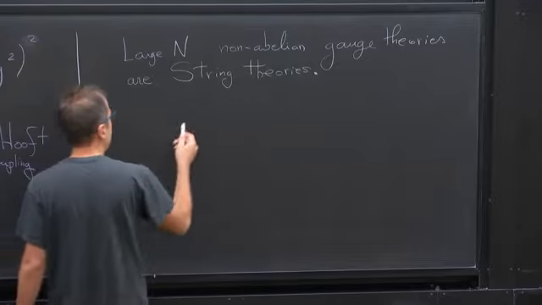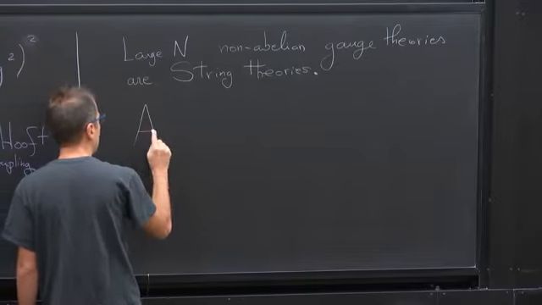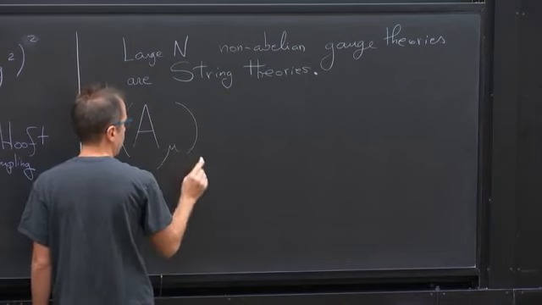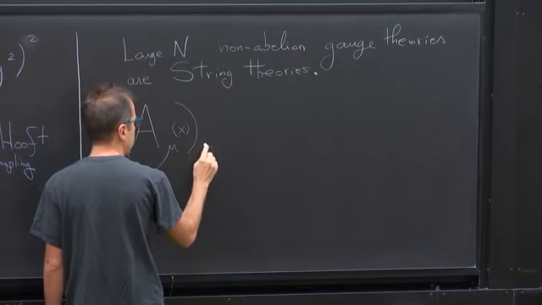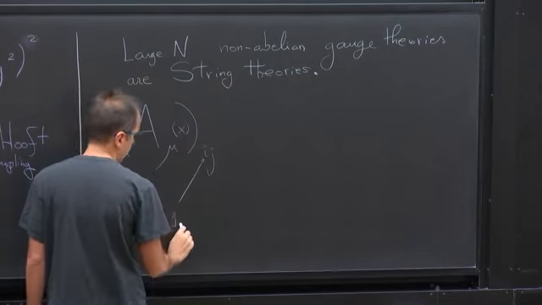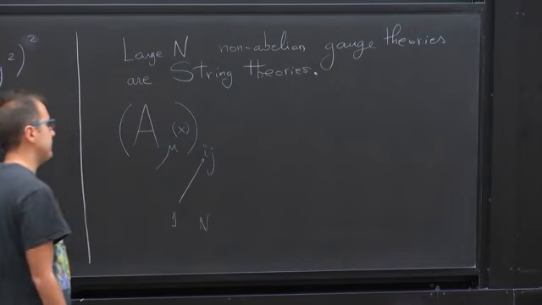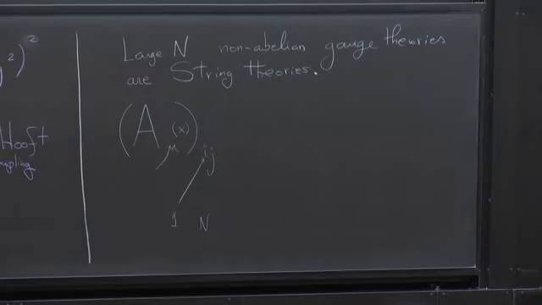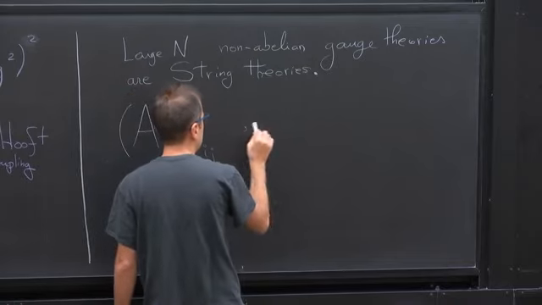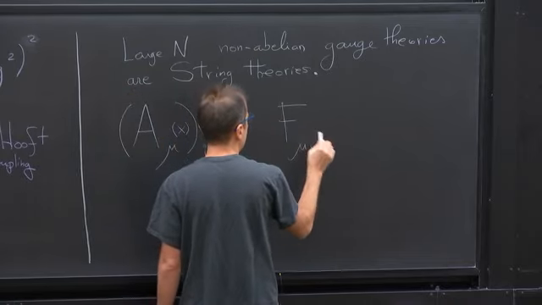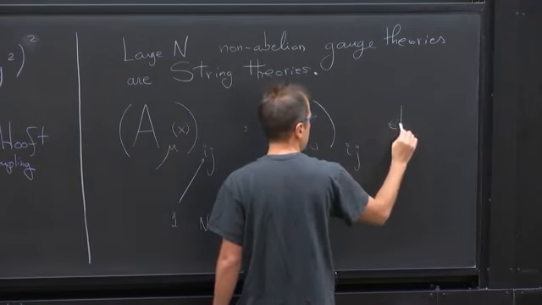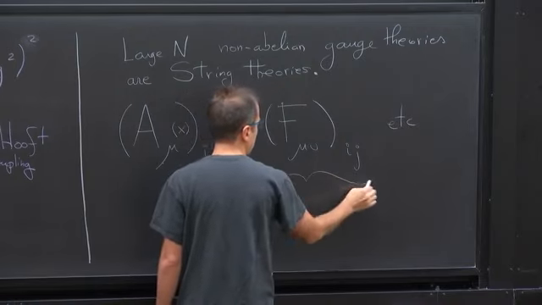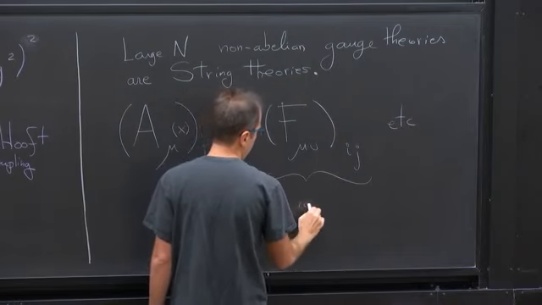So large n non-abelian gauge theories are theories where your gluon, A mu, which is a function in space-time, has some indices i and j, where this i runs from 1 to n. And therefore they don't commute. And that's where the non-abelian name comes from. Right? So F mu nu would have some i and j, etc. And we are dealing, of course, with non-commuting matrices.